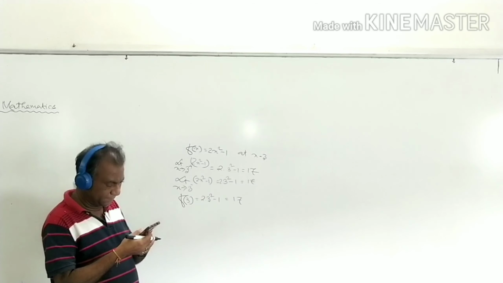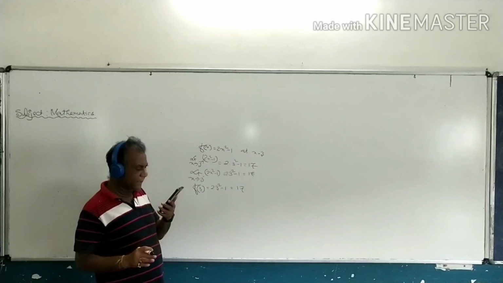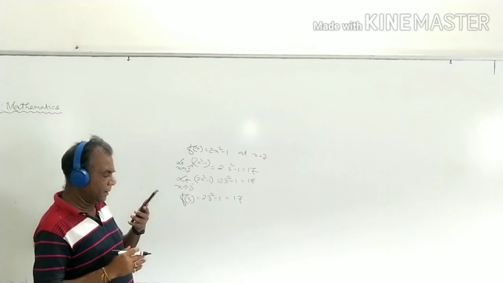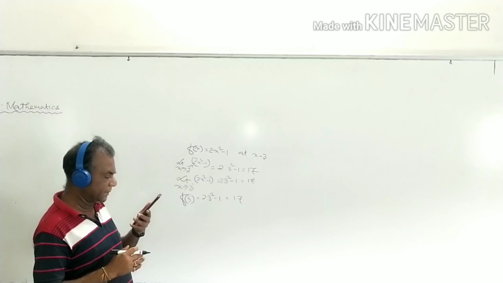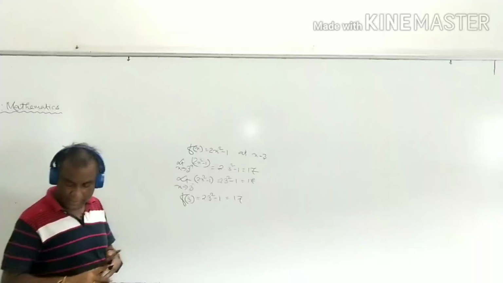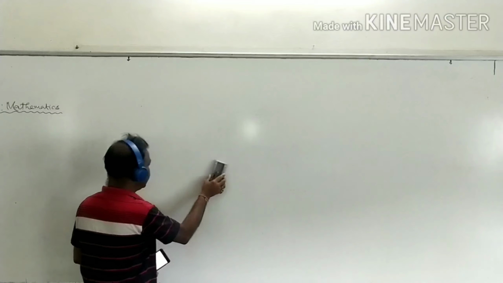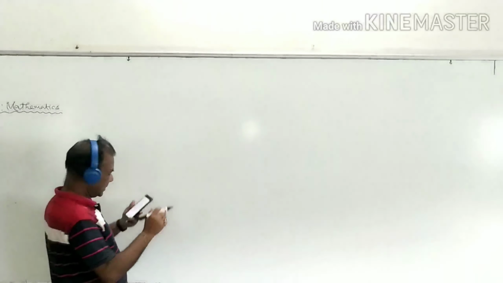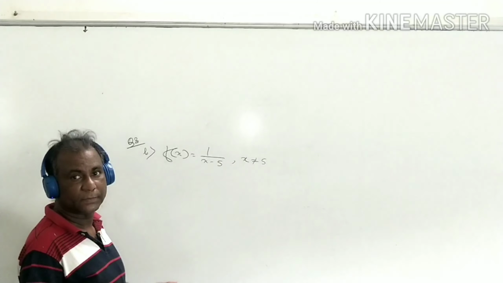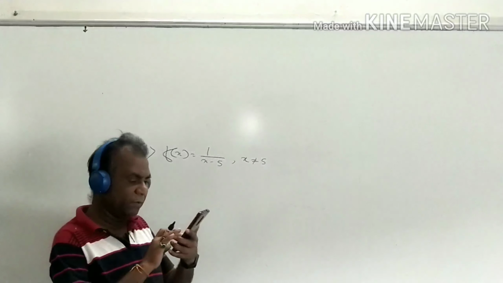Third question, you see, examine the following functions for continuity. Here all are the same. B, C and D, A is the same. Now I write question number 3. There are 4 functions given.